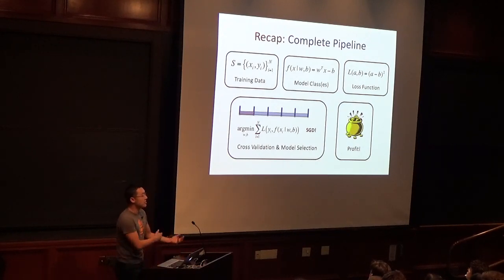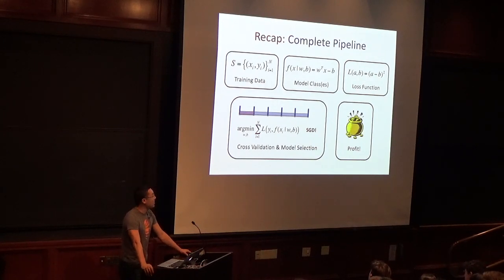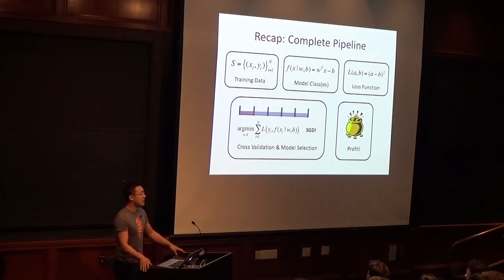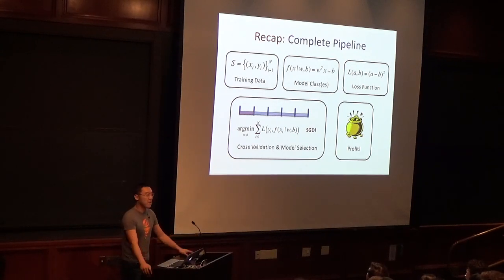And we measure that by measuring the error of our trained model on a validation set. We pick the best model class, and this is all solved using stochastic gradient descent. And after that, we commit to a model class, we train a model, and we deploy that model. And that's, in a nutshell, what happens in practice.